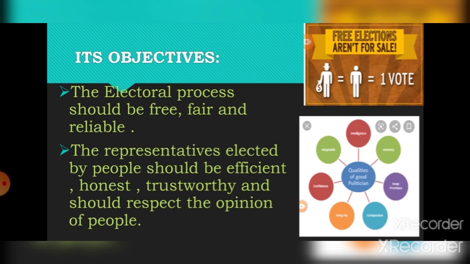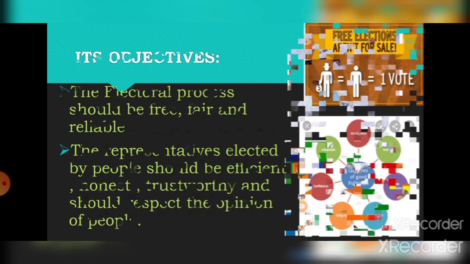The representative elected by the people should be efficient, honest, trustworthy, and should respect the opinion of people. So when we select a representative, we need to make sure he is intelligent, honest, confident, can take decisions on our behalf, and can think for the good of the society.